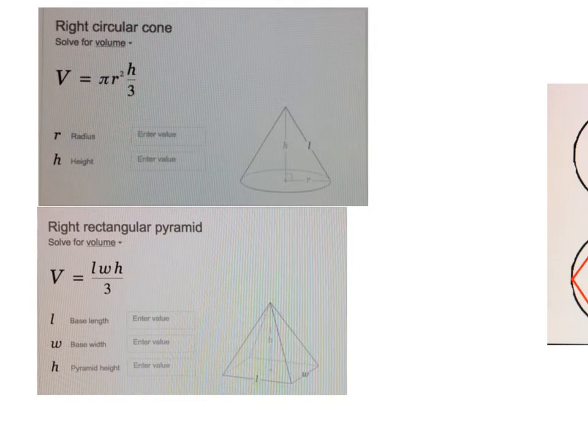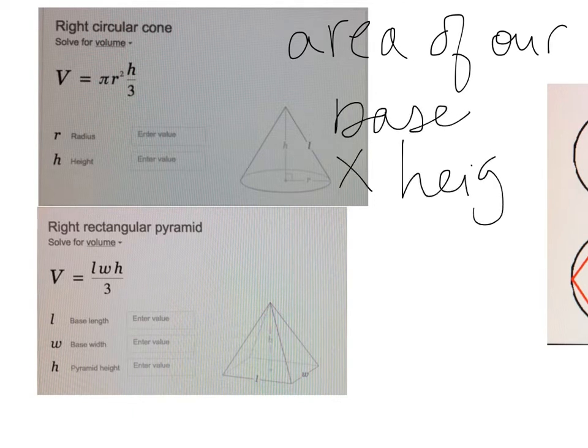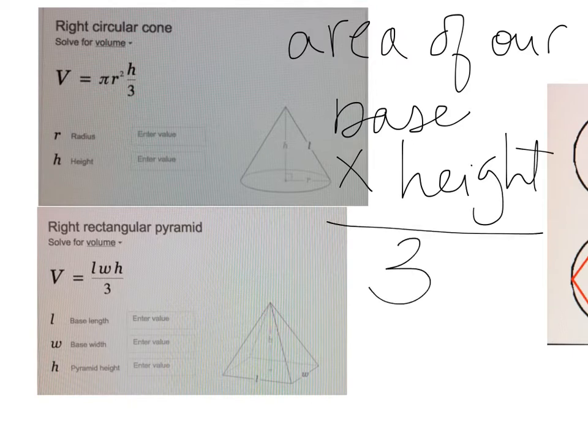And so what I'm trying to show you guys is this, that our equations both just have the area of our base times the height, and then finally it's divided by 3. Your final answer, your final step would be to divide it by 3. And this turns out to be the exact same thing for both different shapes.